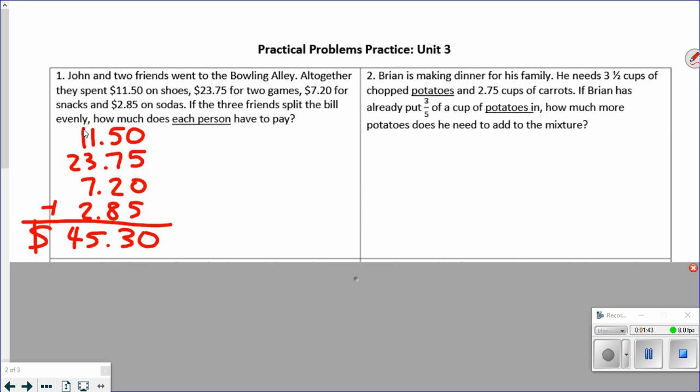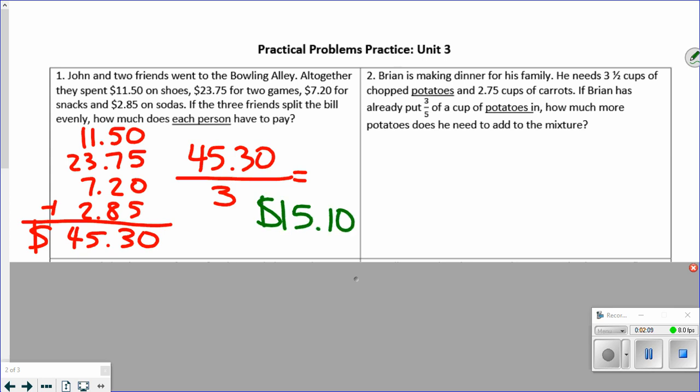Now the question doesn't ask for the total. It says if they split the bill evenly, how much does each person have to pay? That means I'm dividing. I would write that as a fraction. I'm dividing by John and his 2 friends, so 3 people are paying. So what is that divided by 3? Go ahead and divide that on your own. We should get $15.10. Each person has to pay $15.10.